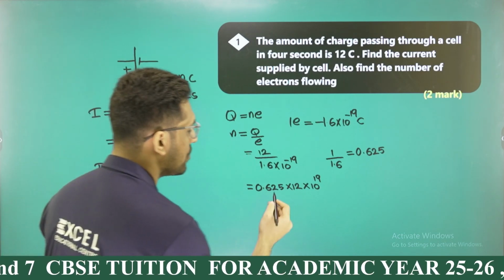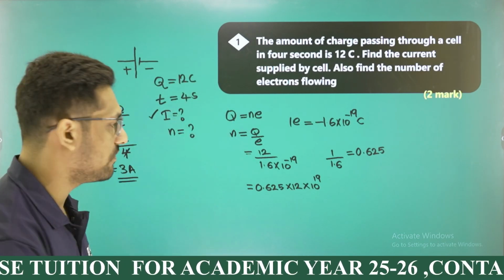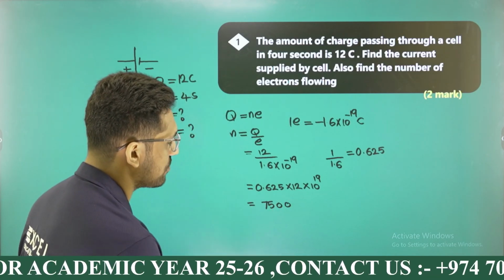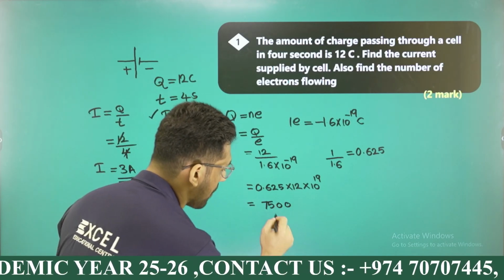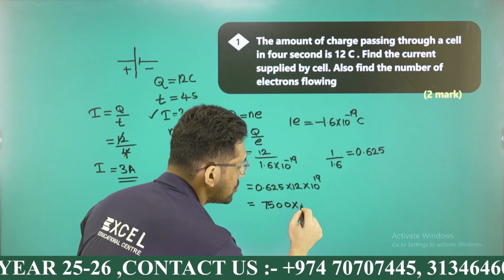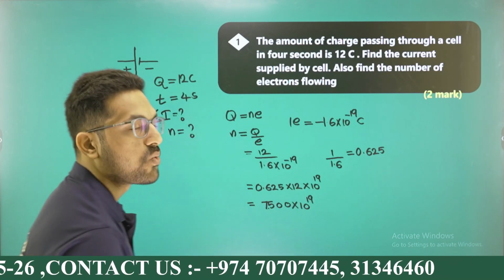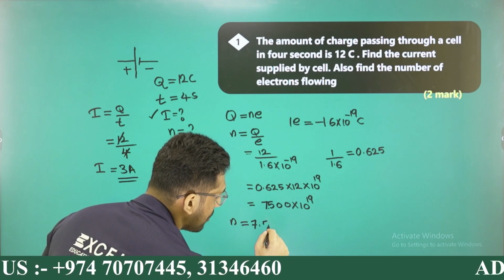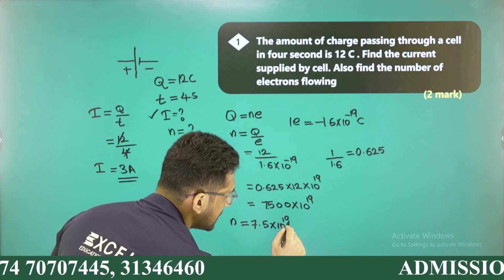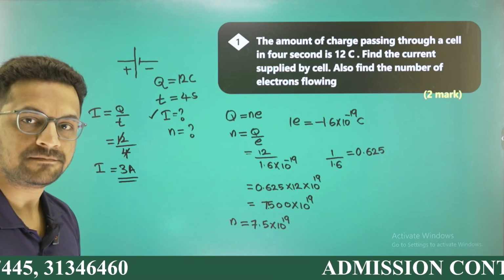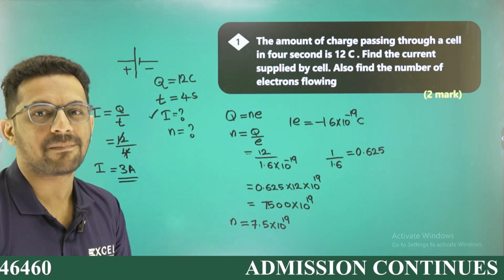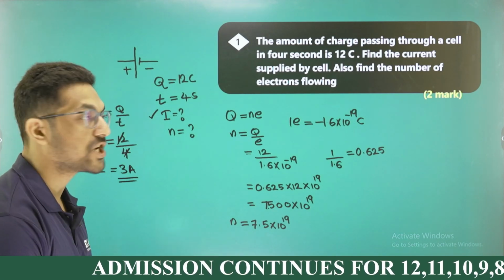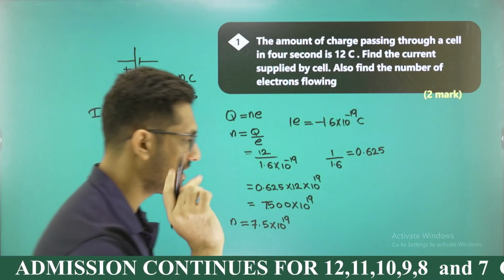Now you have to multiply 625 with the 12. You will be getting 7500. Then you have to take 3 places. That will be 7.5 into 10 raised to 19. So what is the number of electrons? Number of electrons will be 7.5 into 10 raised to 19. Tell me, what is the unit? Number does not have a unit, so you don't have to write the unit. Did you understand the first question? Okay.